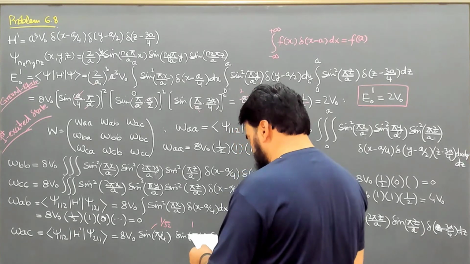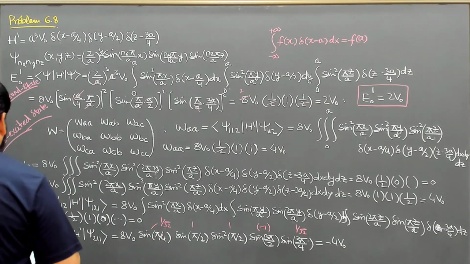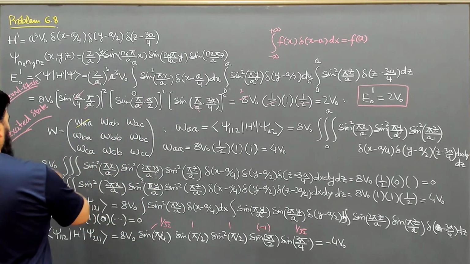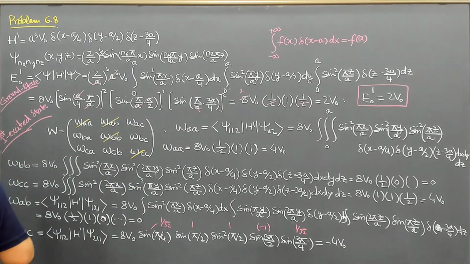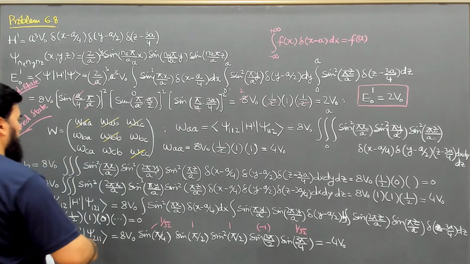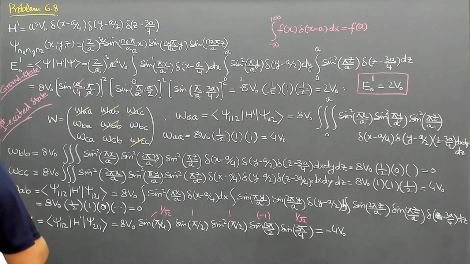And similarly, we calculate which elements are remaining. We calculated W_AA, we calculated W_BB, we calculated W_CC, then we calculated W_AB, and we calculated W_AC. So what about W_BC? BC is different, W_AC is this one, and what about W_CA? We will have to calculate that one as well.